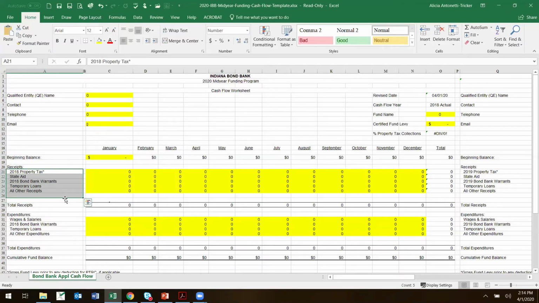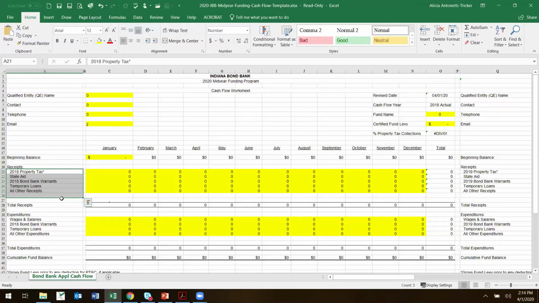So we're not asking you to break down all of your expenses by a lot of different line items. Really, we want to be able to see the property tax revenues, other loans, and then everything else can get lumped into that one line. Same for expenditures. Expenditures, we're looking for your wages and salaries, so really that category 1 from your budget. Again, any loan repayments, whether it was to the bond bank or to other temporary loans, and all other expenditures.